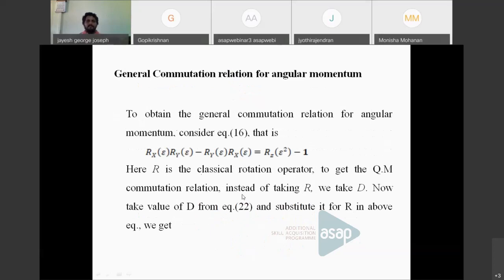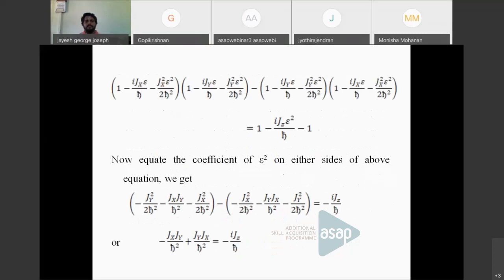Now we are going to derive the general commutation relation for angular momentum. To obtain it, consider equation 16, which corresponds to rotation in 3-dimensional space and is the classical rotation operator. To get the quantum mechanical commutation relation, instead of R we take D. Now take the value of D from the former equation 22 and substitute it for R in the above, and we get this.